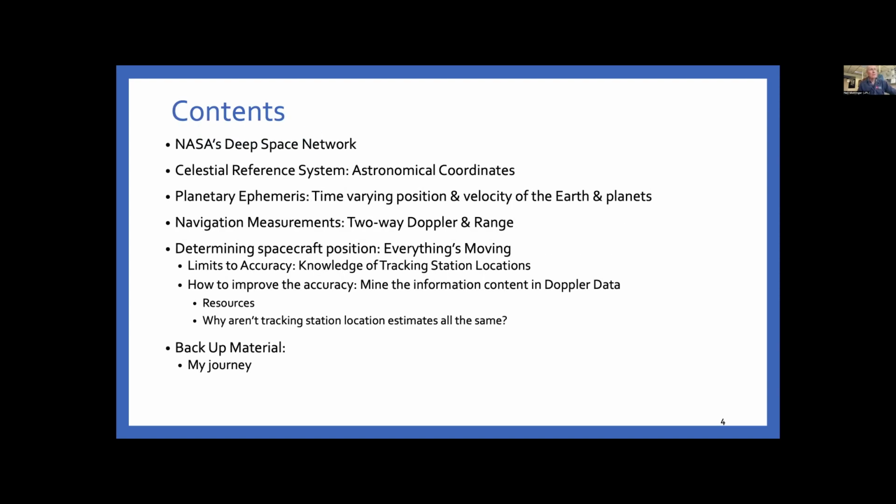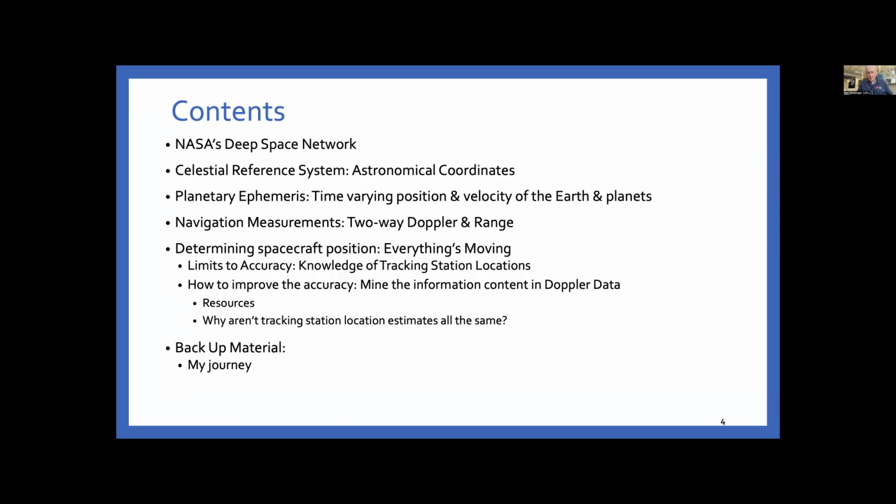Now, this is sort of the contents or the agenda. We couldn't track spacecraft if we didn't have the NASA Deep Space Network, and I'm going to try to show some videos that will give you a quick introduction to that. I need to offend you by describing some celestial reference systems, some astronomical coordinates. I'm sure right ascension and declination come up in your alphabet soup every morning. Talk about planetary ephemeris a little bit, what the data tapes are to do navigation, how we determine the spacecraft position.